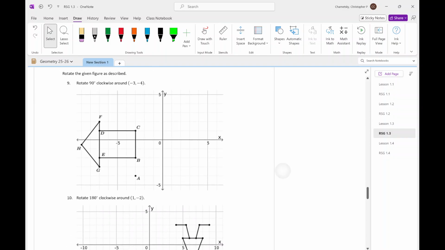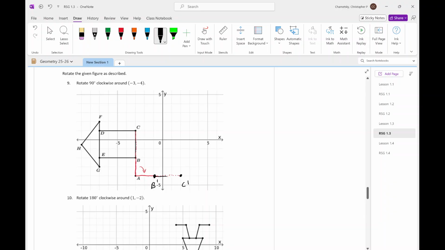Question 9, rotate clockwise around the point -3, -4, so that's point A there. Okay. And 90-degree clockwise rotation, I'm going to take a little radius here and I'm going to rotate that guy 90 degrees clockwise, like so. And that's going to tell me that point B prime is going to be right there. And I can do the same thing for C. C is going to be an additional 3 units this way. And there is C prime.